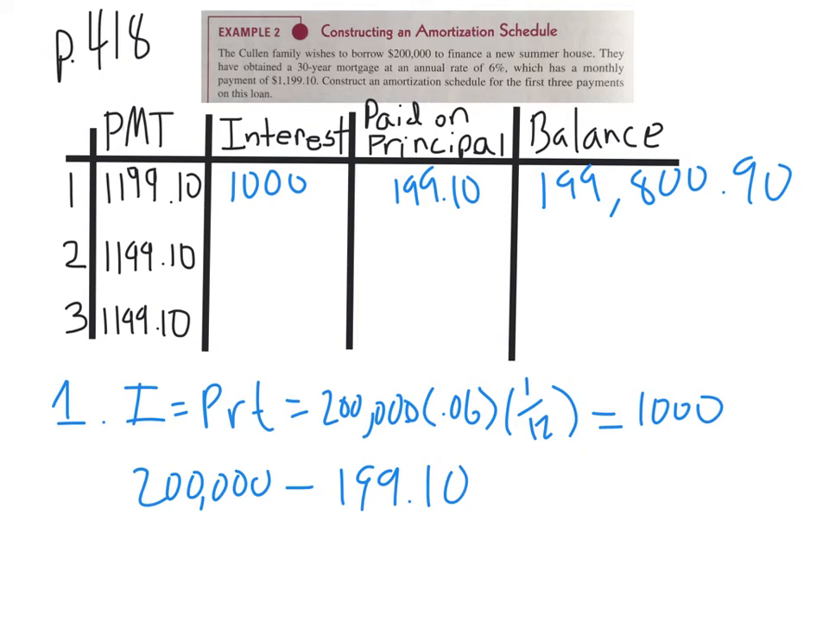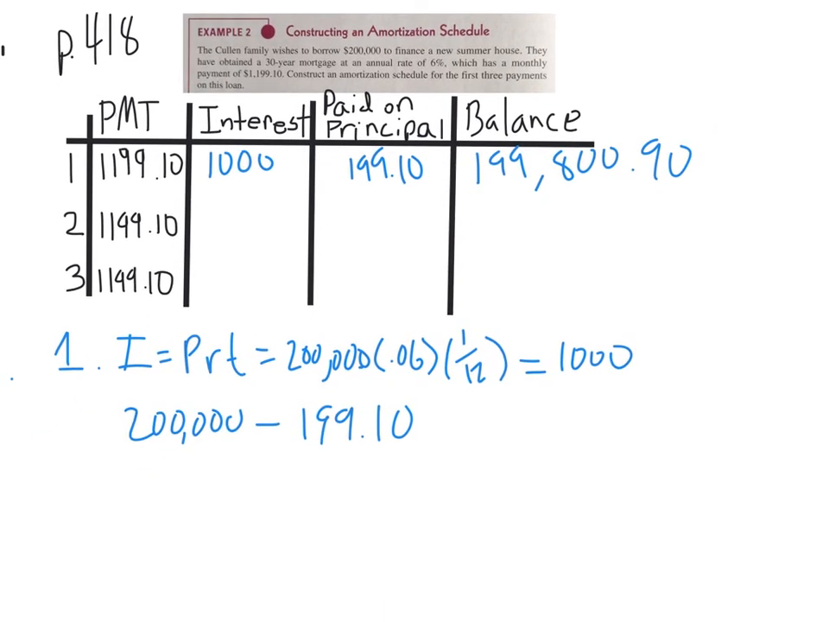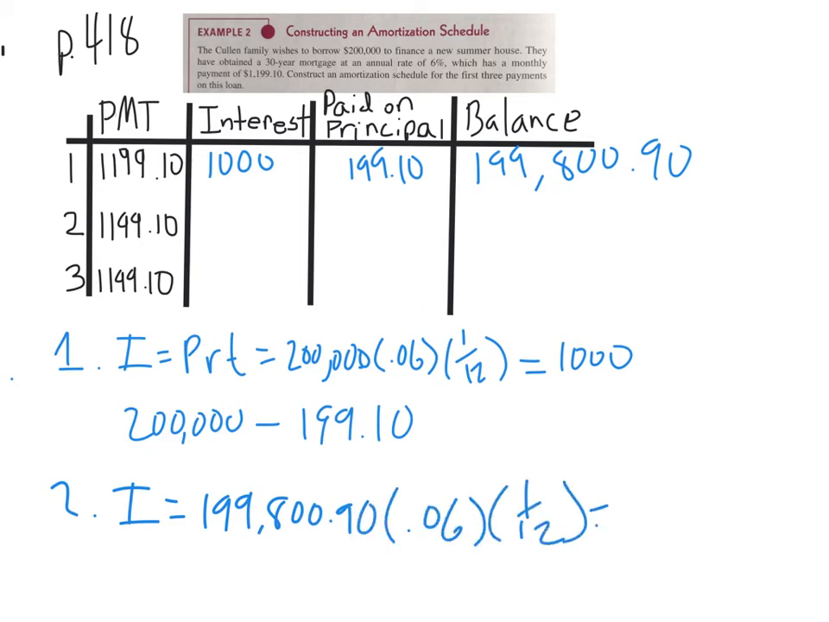So yeah, you get a new balance of that, and now on month 2, we're going to see how much interest we accrue on that balance, and then how much of our payment goes towards principal now. So month 2, I equals PRT, I'm not going to write it again. This time our P is our new balance, the $199,890. Still 0.06, still 1/12. And here, when you calculate the interest, it'll be $999.